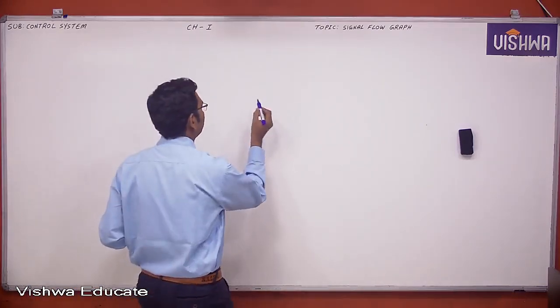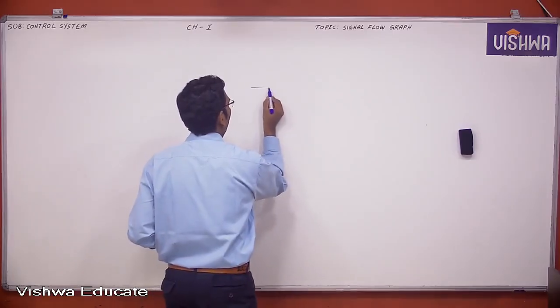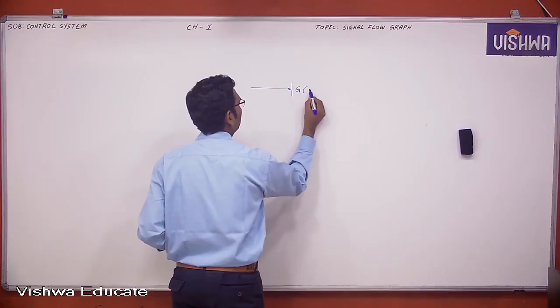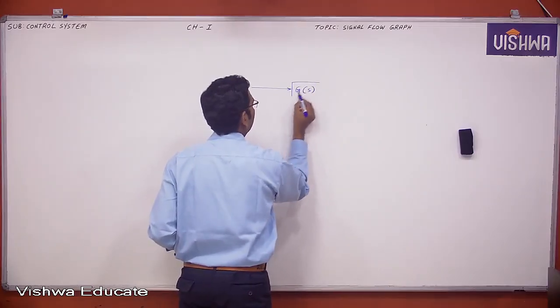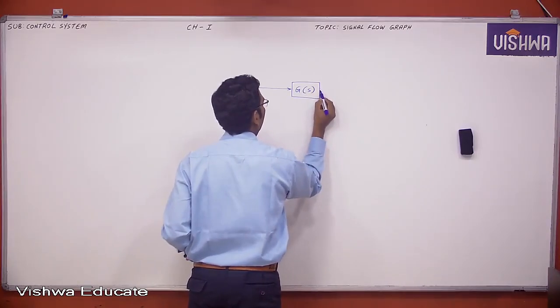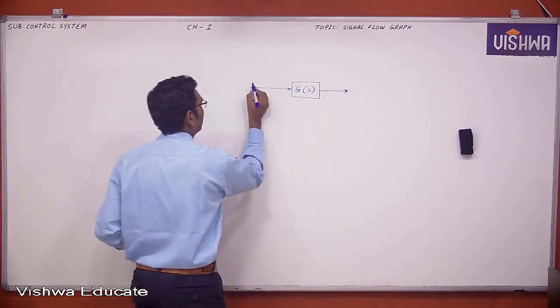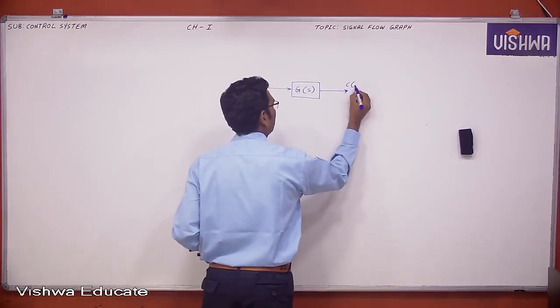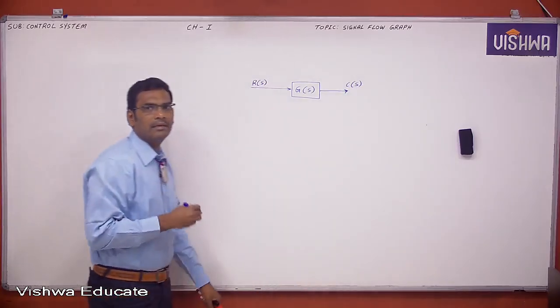Now see here. You know the block diagram. What is the block diagram? The block diagram is nothing but a short, pictorial representation of a control system, or a system between input and output. This is one block diagram. Is it right or not? So far what we have covered is the block diagram.